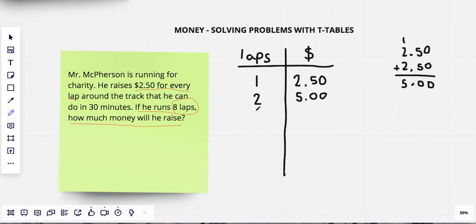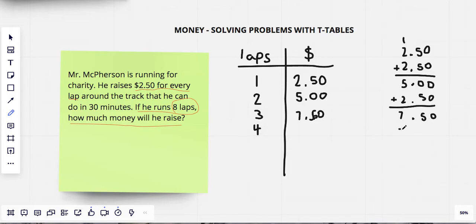And three laps, it's going to be another $2.50, so I can keep a running total going. That total is going to be 0 plus 0 and 0 plus 5, drop the decimal, and $7.50. So after three laps, I'm at $7.50.